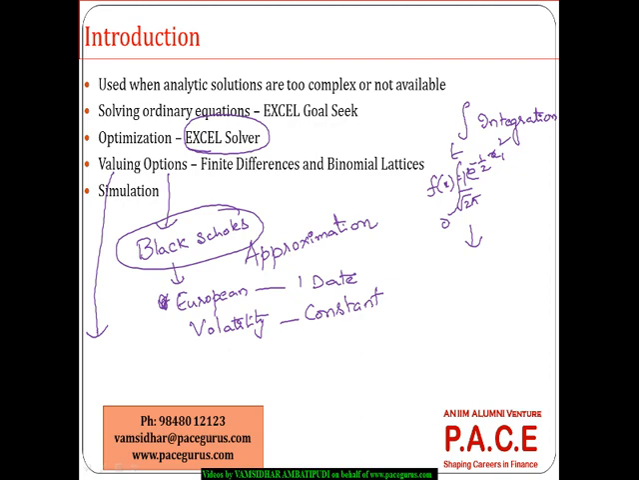So all the other options can be valued through finite difference mechanisms and binomial tree models, or binomial lattices, which are nothing but the binomial tree models, one famous model for evaluating options. There is a finite difference approximation mechanism which is used to value options. All these are different instances of the numerical methods that are being used.